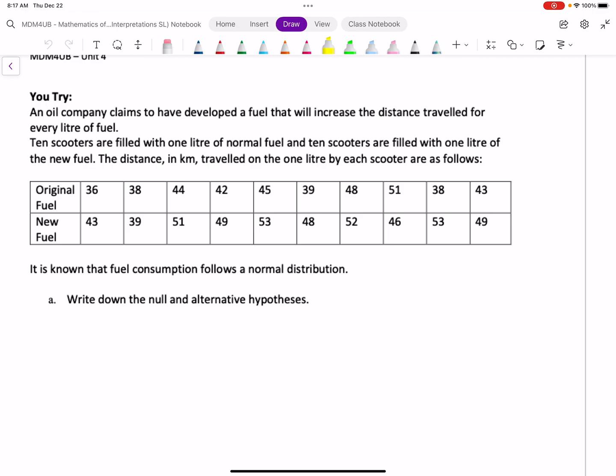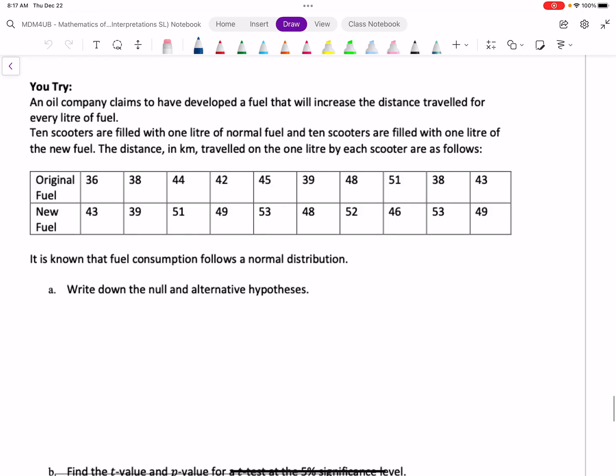The difference in this question is that we don't have the mean and we don't have the standard deviation. We could easily calculate that, and that connects so well with the first 2 units, specifically unit 2 when we did mean, median, mode, and standard deviation. So it says it's known that the fuel consumption follows a normal distribution. Write down a null and alternative hypothesis. So why don't we start with that, and then we'll get to the calculator part.